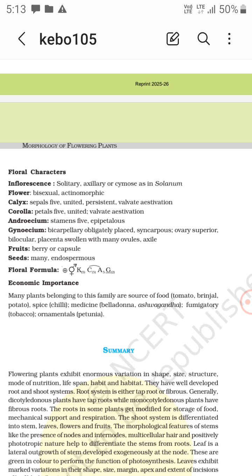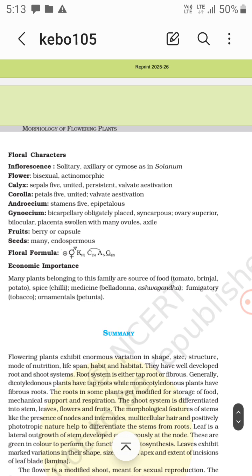Then calyx, sepals 5 united persistent valvate aestivation, corolla petals 5 united and valvate aestivation. Now androecium, stamens 5, epipetalous, right? Gynoecium, it is bicarpellary, obliquely placed, syncarpous. Carpels are fused, ovary superior, bilocular, placenta swollen with many ovules and axile. So fruits are berry or capsule. The seeds many, endospermous, right?